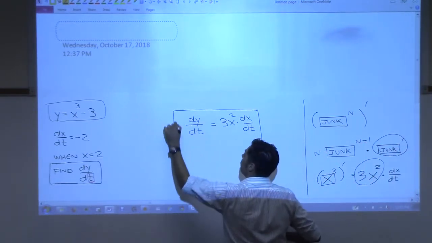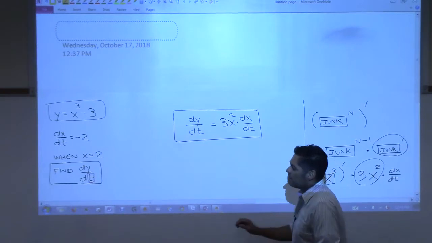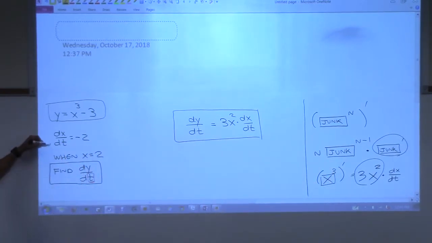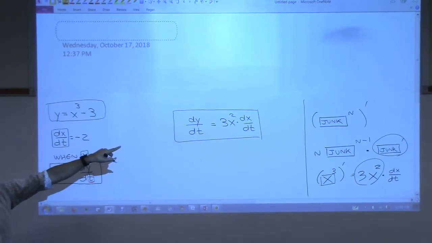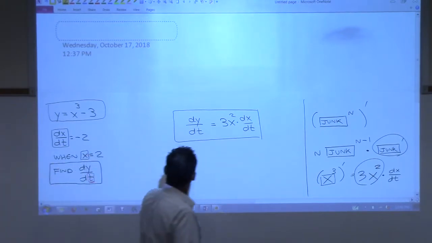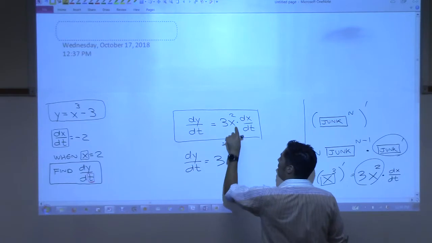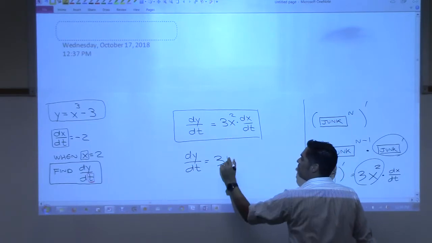Now this is not our final answer, right? No, because we're asked to find dy/dt when x is 2 and dx/dt is negative 2. So all that means is we're just going to plug these in. This is a variable, this is a variable, and we're going to replace them right here. So in this equation, we leave the 3. What's our x here? 2. That's given to us in the problem.